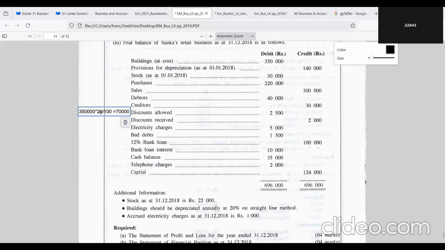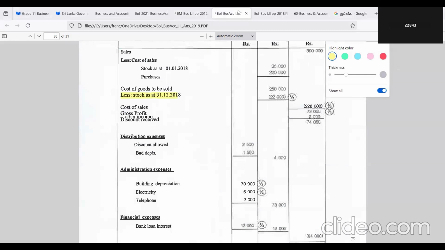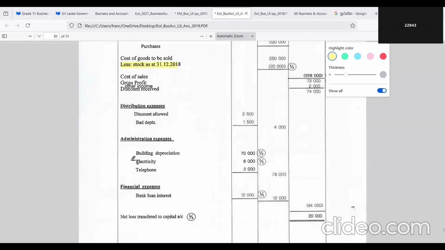Now you can't do it like that. That is a shortcut. You do it manually. I mean, write it on the paper, cut the zeros, use the proper method. 70,000. So if you see here, building depreciation is 70,000 rupees.